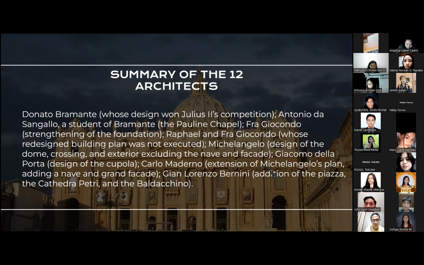Carlo Maderno, extension of Michelangelo's plan, adding a nave and grand facade. Gian Lorenzo Bernini, addition of the piazza, the Cathedra Petri, and the Baldacchino. Next.